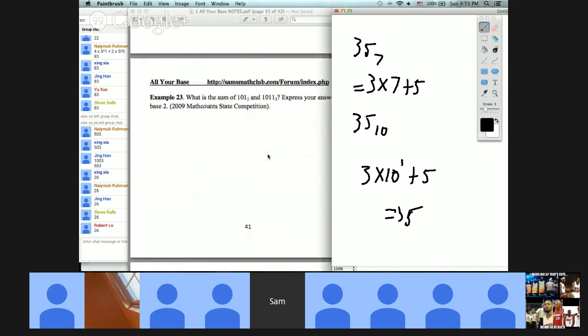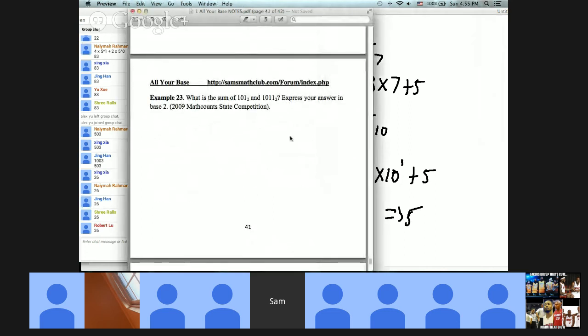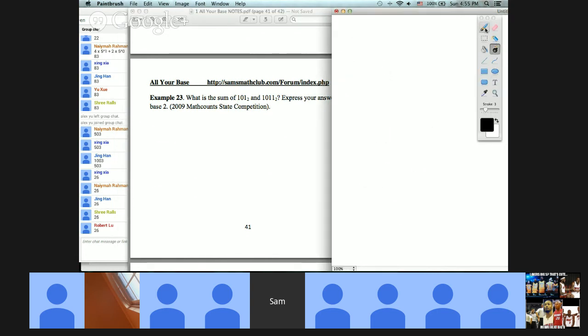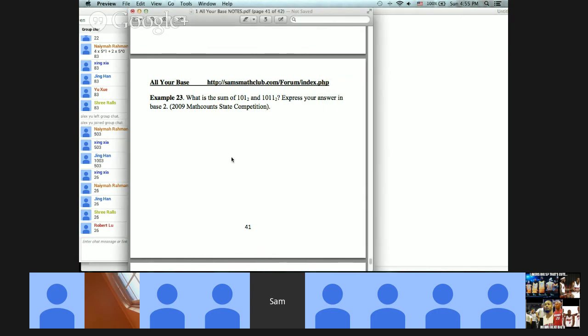Okay, I think we're going to end on this one, which is a little bit harder. What is the sum of 101 base 2 plus 1011 base 2? Express your answer in base 2. This one's a little bit complicated. It's from 2009 MathCounts States. So see who can get that one.